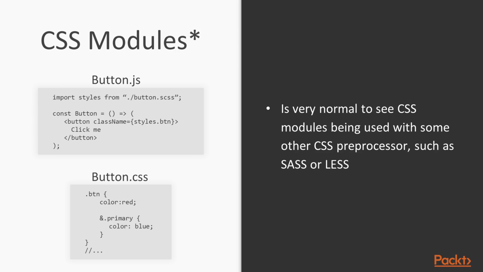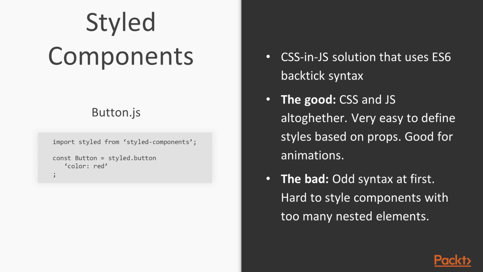It is quite common to use CSS modules with some other CSS preprocessor. I used Sass a lot in the past, but there are also many people using Less. This basically means that you can make use of CSS modules, but instead of writing regular CSS code, you can write Sass or Less code. And here is where things start getting interesting.